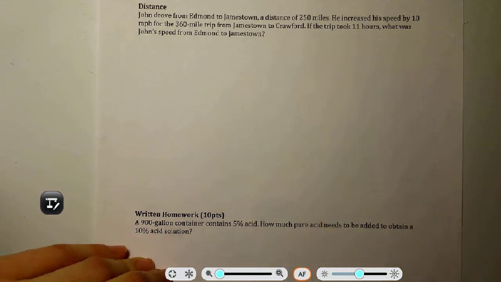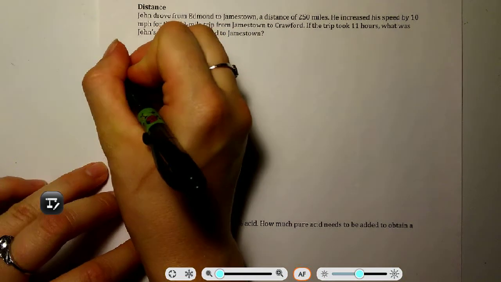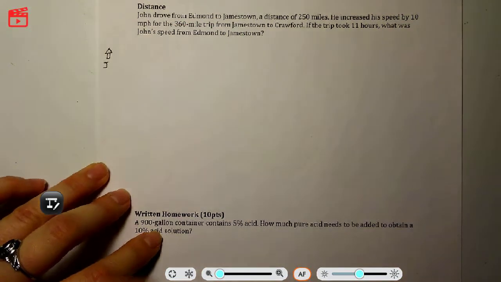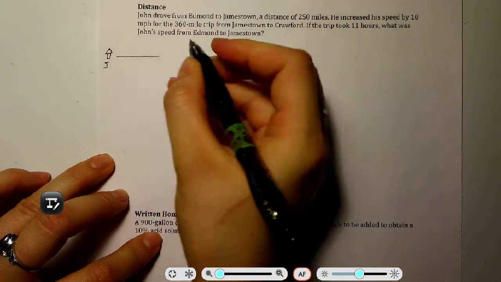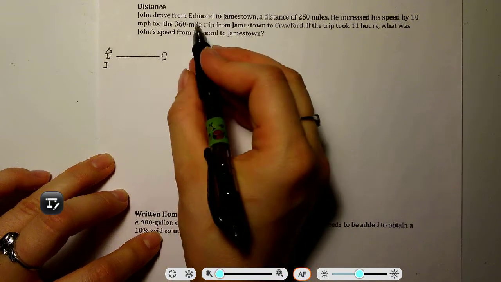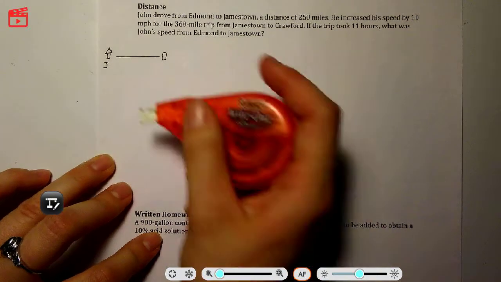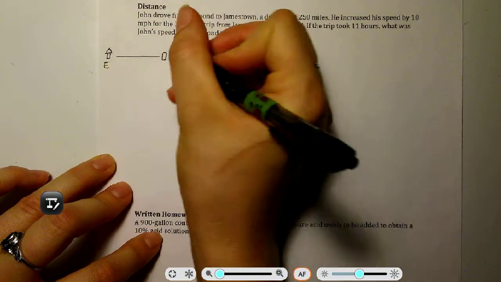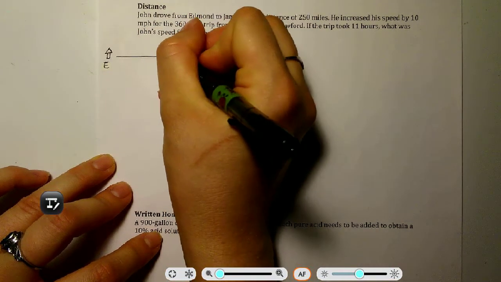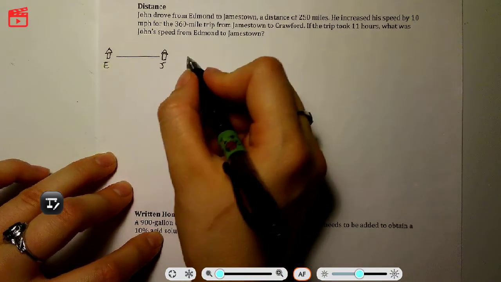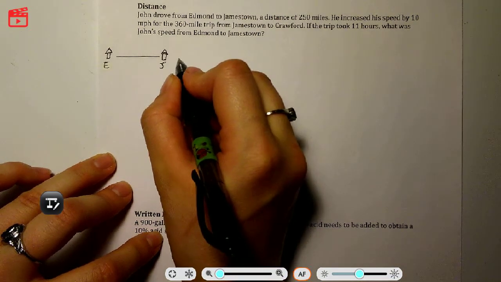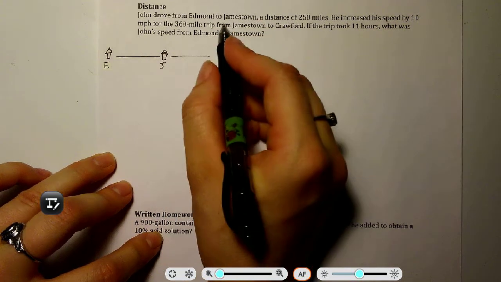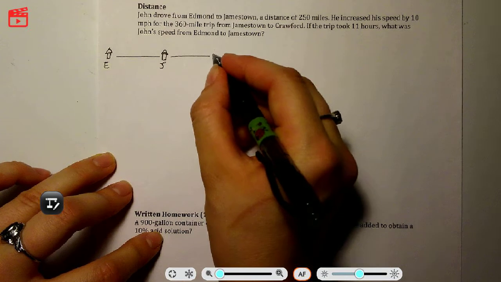Okay, let's go ahead. I'm going to draw a diagram. I always like drawing diagrams if I can. So we have Jamestown, and then he drives to... Oh, sorry, take that back. He drove from Edmond to Jamestown. Edmond to Jamestown, or Ton, depending on the accent you're going to say. Okay, and so Edmond to Jamestown, and then he drove to Crawford.